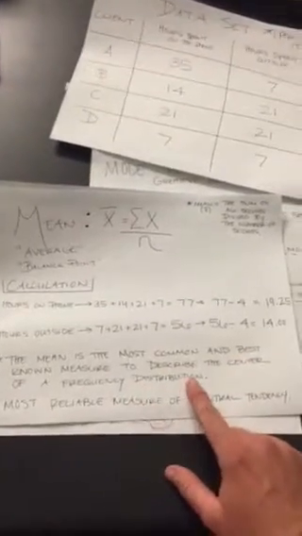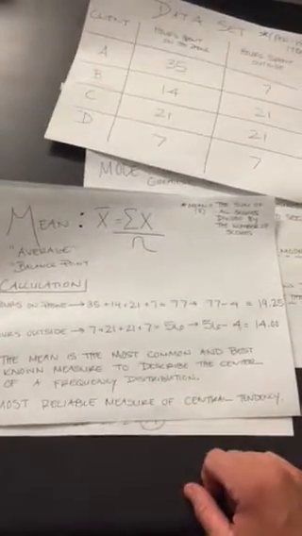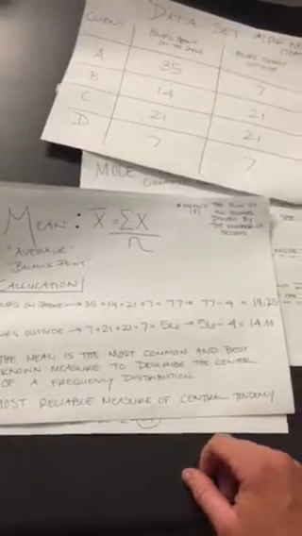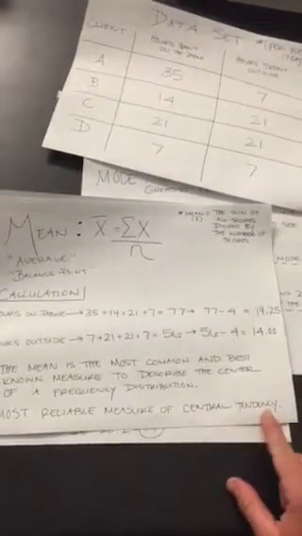The mean is the most common and best known measure to describe the center of a frequency distribution. It's the most reliable measure of a central tendency.